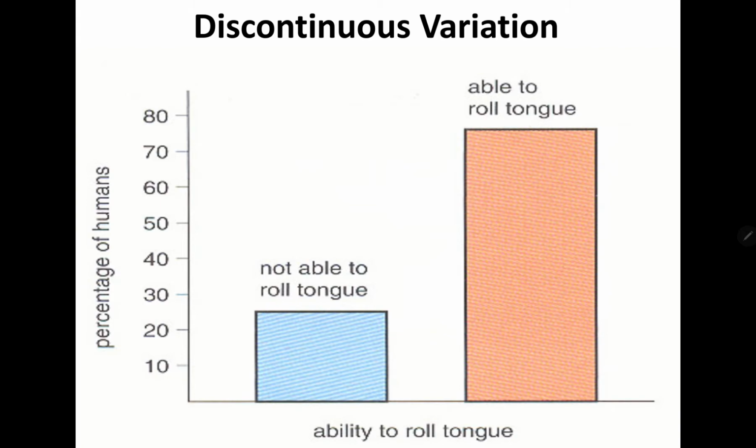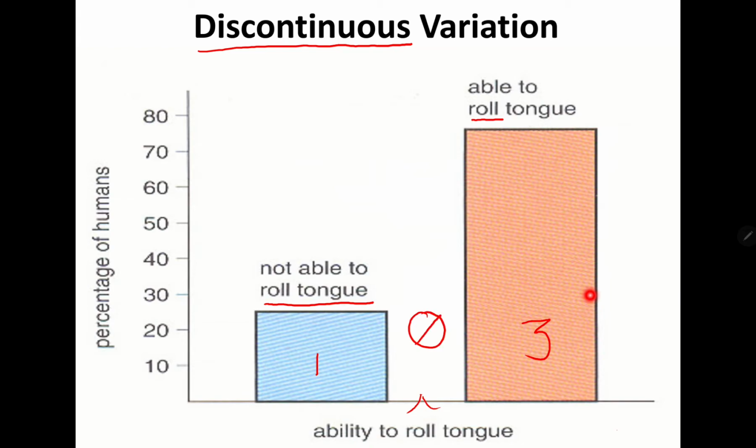Now the second type is discontinuous variation. Here we have two distinct groups. You either can roll your tongue, shown on the right here, or you cannot roll your tongue. Reading from left to right, we have this 1:3 ratio. There is nobody found in between the two groups. You either can roll, or you can't roll.